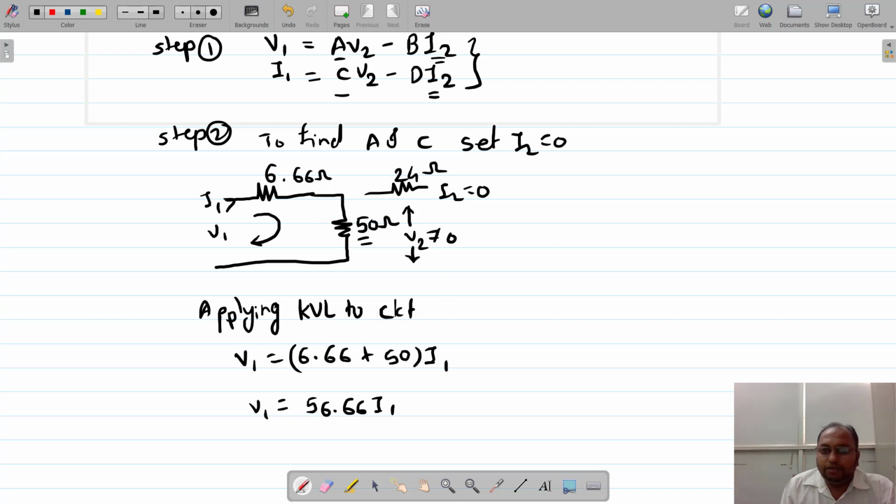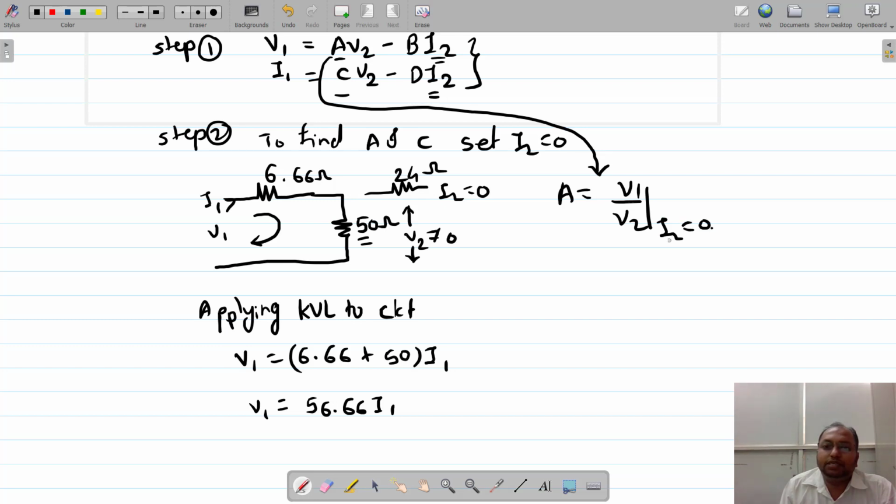But what is our A? A must be the ratio of V1 to V2. Remember this, right? A is nothing but the ratio of two voltages, that is input voltage to the output voltage. So ultimately we need to find this ratio. We have found V1 right now, and we need to find V2. V2 is the drop across this 50 ohm because of I1. So for V1 to V2 we are going to take the ratio.